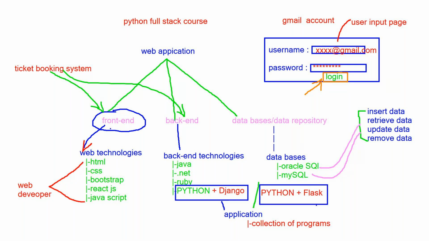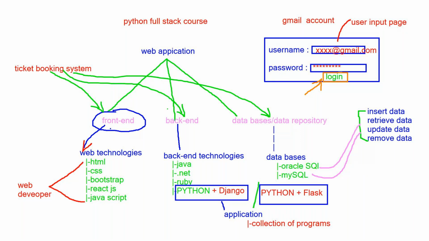Flask is a web framework which works together with Python to make a web application. Django is also a web framework to develop web applications using Python. You are going to learn those two flavors with me. I'm going to teach you these two things. Okay, very good. If you want your ticket booking to be a web application, it should have databases also. Yes, you are going to learn this also.